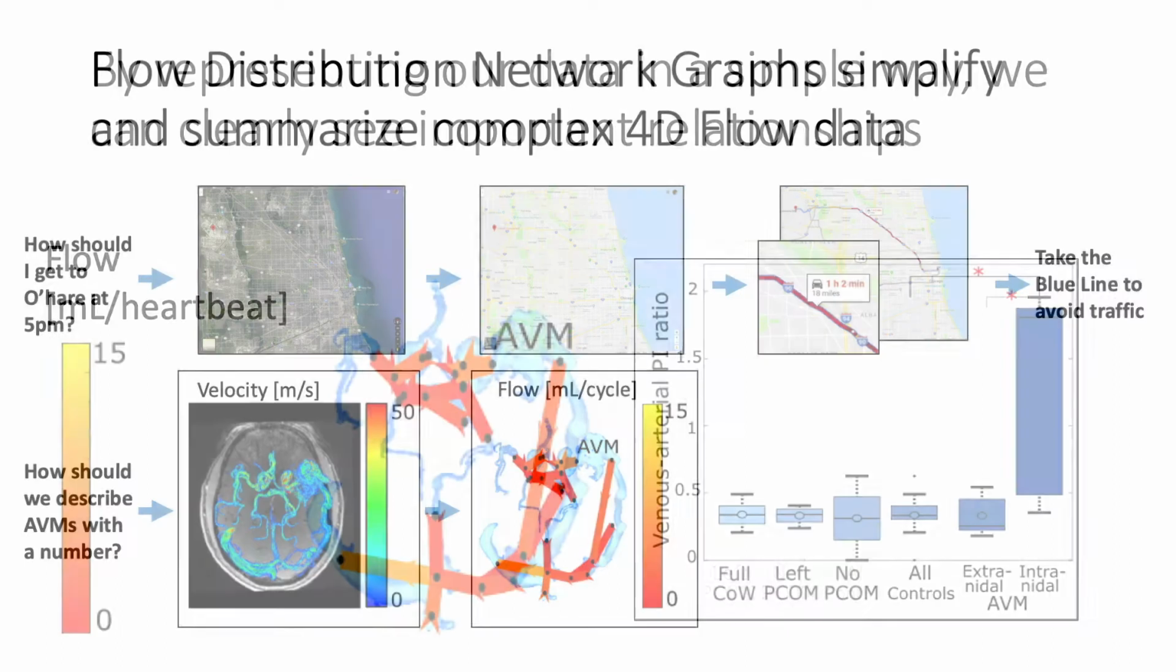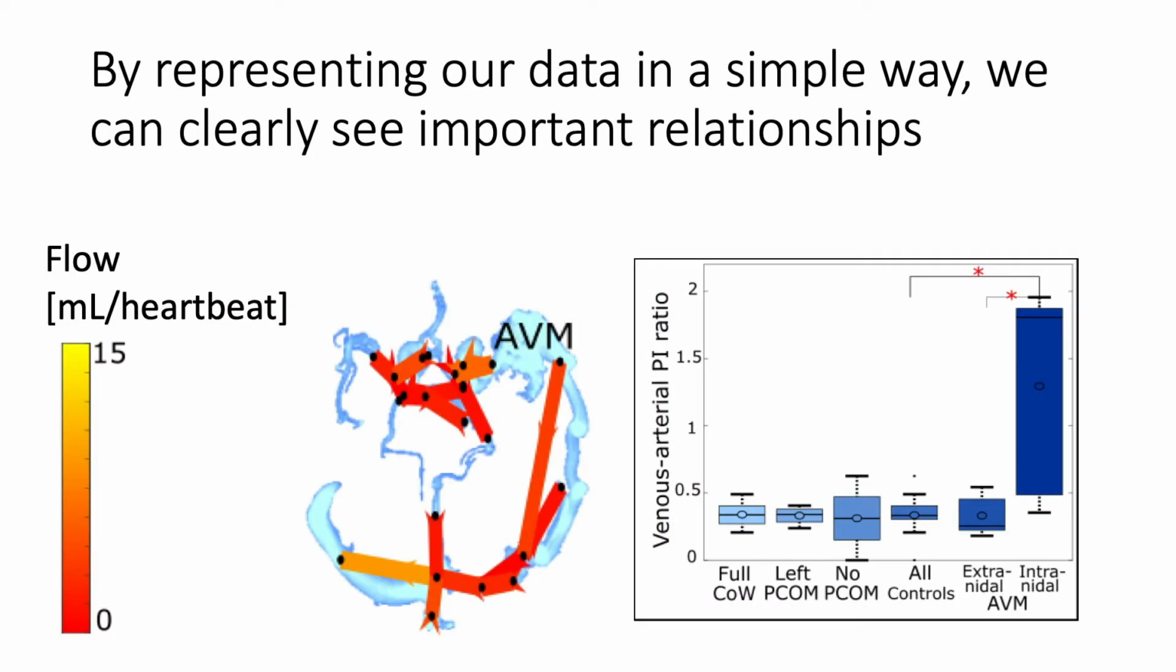So in this method, what I do is I describe or represent each vessel as a straight line, and they're color-coded in this image by the amount of flow going through the vessel during a single heartbeat. And what this method does is really bring to the foreground which vessels are connected to each other and to the AVM. So by doing that, I can quickly identify the relationships between the vessels and use that relationship to calculate a number called the arterial to venous pulsatility index ratio.